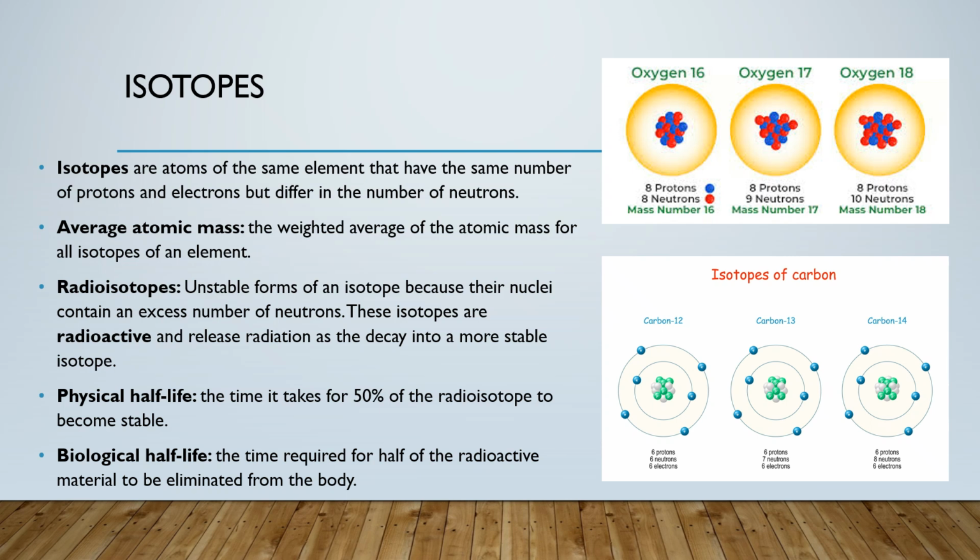Average atomic mass is the weighted average of naturally occurring isotopes. Radioisotopes are unstable isotopes with excess neutrons and emit radiation as they decay or break down to become stable. Physical half-life is the time for 50% of radioisotopes to decay or break down, and biological half-life is the time for 50% of radioisotopes to be eliminated from the body.